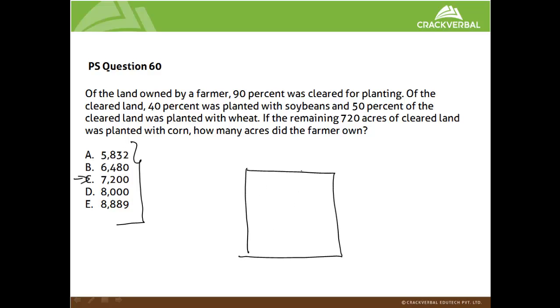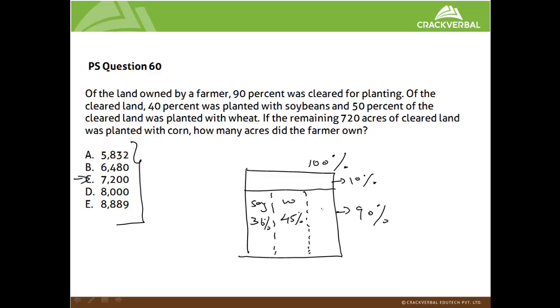There is a land which is 100%. Out of this, 90% of the land was suitable for planting. Okay, remaining 10% for some reason is not suitable. And of the 90%, 40% of 90%, say 36%, is for soybeans, right? Then 50% of the 90%, which is 45%. We calculated this. So 45% is for the wheat, and the remaining 9% is equivalent to 720 acres. That's what they are saying. Right? This is what they are trying to say.